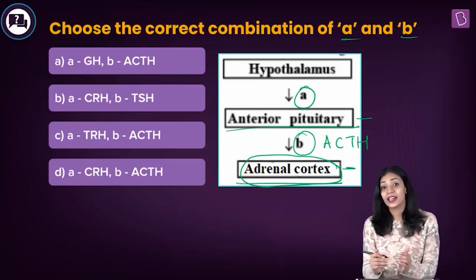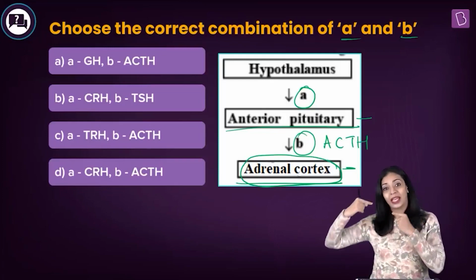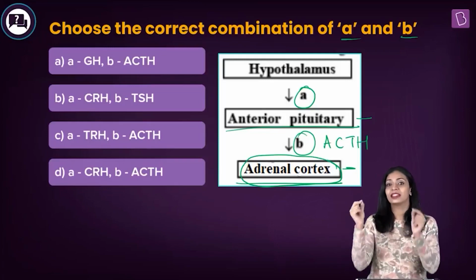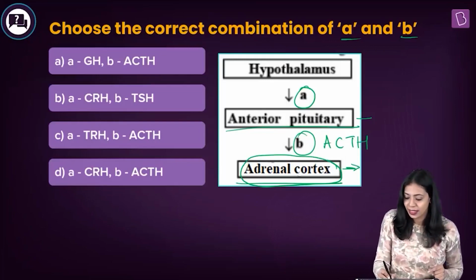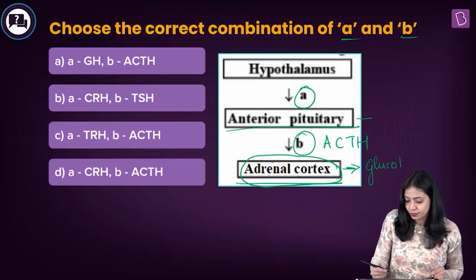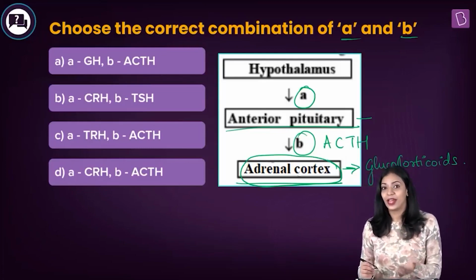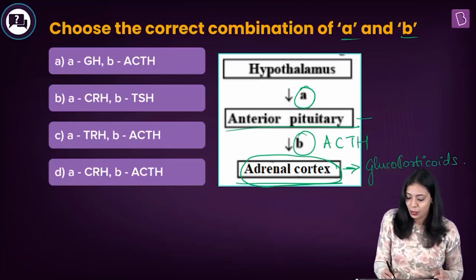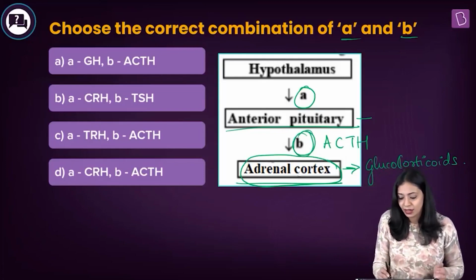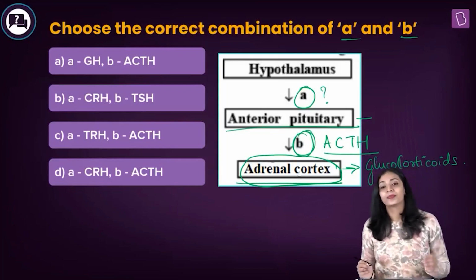So what ACTH that is produced by the anterior pituitary does is it will act on the adrenal cortex and stimulate it to secrete glucocorticoids. One example for that is cortisol. So we know that option B here represents ACTH. Now we have to find out what A is.